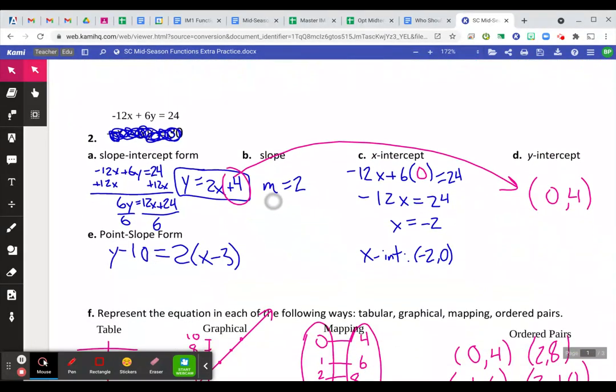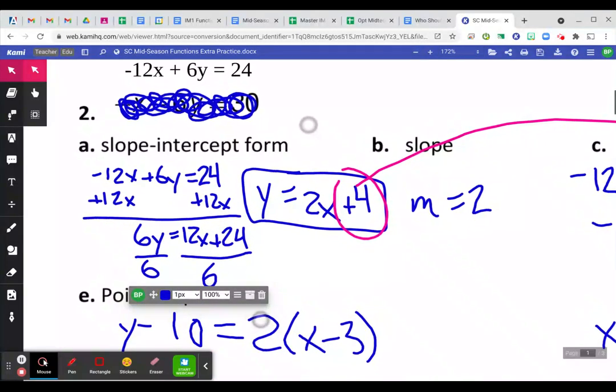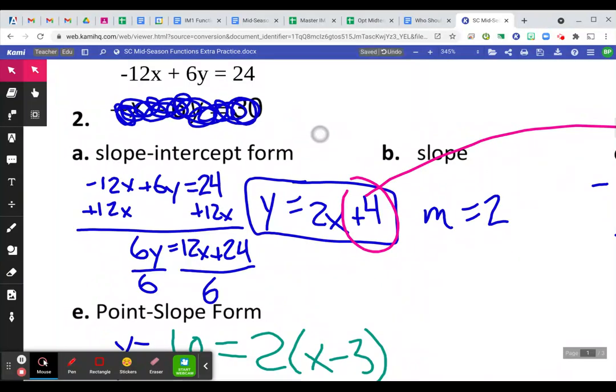For number 2, we're looking at negative 12x plus 6y equals 24. And that is in standard, and we need to convert it to slope-intercept as well. Same thing as above applies. We are basically just solving for y. We want to get it in y equals mx plus b form. So what I did was I added 12x to both sides to begin, and then divided each side by 6. 12 divided by 6 is 2. That's where the 2x comes from. 24 divided by 6 is 4. That's where the 4 comes from. And we have our slope-intercept right there, 2x plus 4.